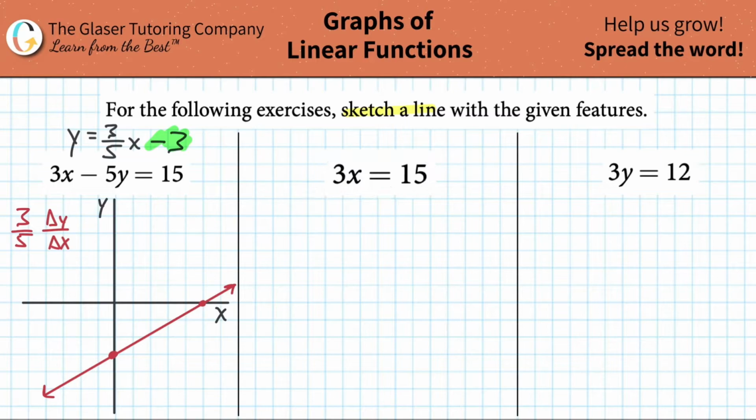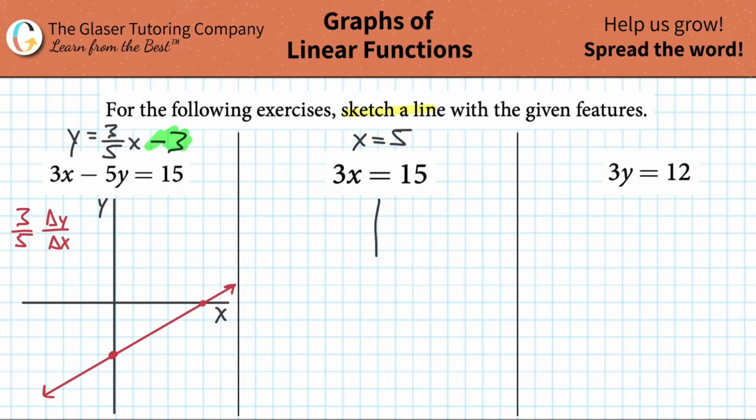Second equation, they're trying to trick us. Do we have a y in here? No, right? That's okay. But we need to isolate one of the variables by itself, and the only variable we have here is x. So simply divide both sides by 3. Now, what this tells me is that x will be equal to 5, right? 15 over 3 is 5. So this equation has the same meaning as if it were written as x being equal to 5.